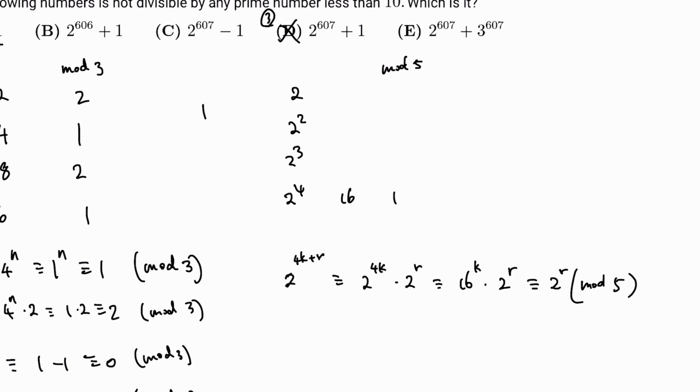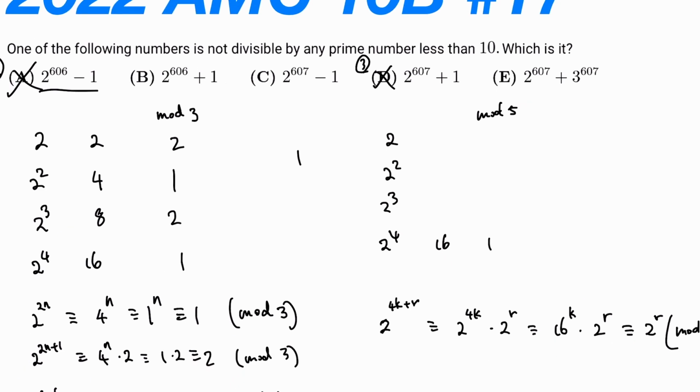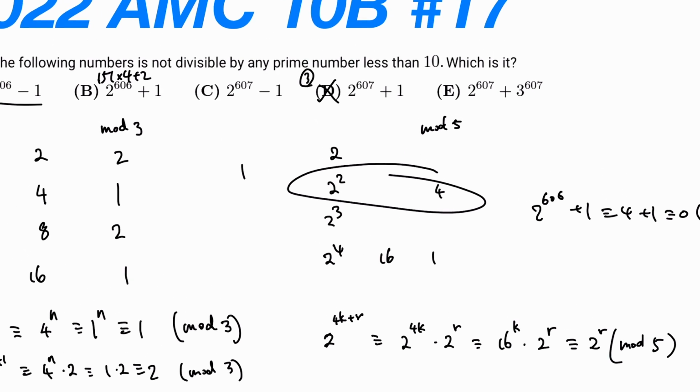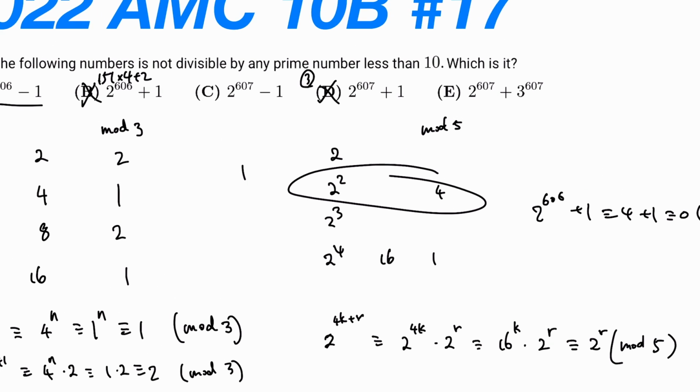So what we have over here is just going to be 2 to something minus 1 or plus 1. And if we take a look at 606, we know 600 is divisible by 4, right? So it's, in fact, 150 times 4. So that is 151 times 4 plus 2. So it lands over here, which means that we have a 4 mod 5 over here, which hints us that if we add 1, it's going to be 4 plus 1, which is 0 mod 5, or it is divisible by 5. So we cancel out choice B as well.